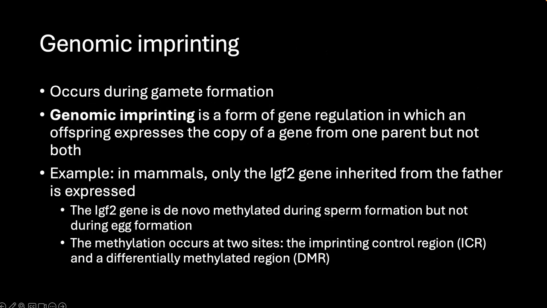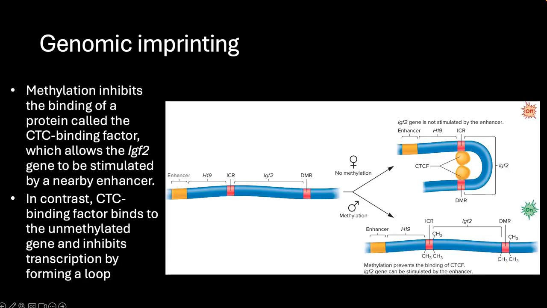The first example is genomic imprinting, which occurs during gamete formation and is the form of gene regulation in which the offspring expresses the copy of a gene from only one parent, because the copy from the other parent is epigenetically silenced. An example of this phenomenon is the IGF2 gene, in which only the paternal copy is expressed. This is due to methylation of the IGF2 gene in sperm, but not eggs. This methylation occurs at the imprinting control region and the differentially methylated region in this gene.